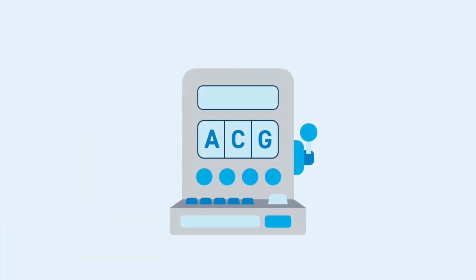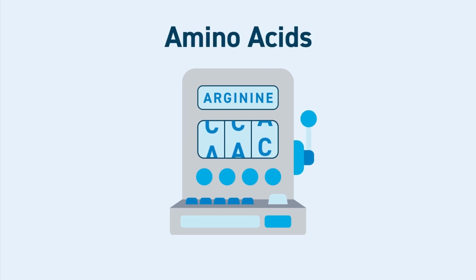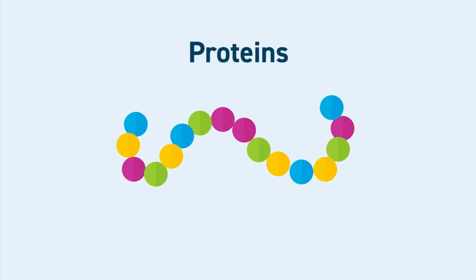The specific sequence of the base pairs codes for instructions to make amino acids, another type of building block. There are 20 different amino acids, all with different shapes and sizes. These amino acids link together in long chains to form proteins, which are super important in our bodies.